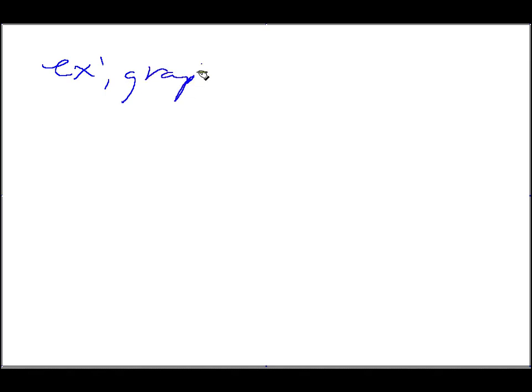Let's go ahead and graph the inequality. Let's make it 4x minus y less than or equal to 2, for example. All right. Let's go ahead and graph this inequality.